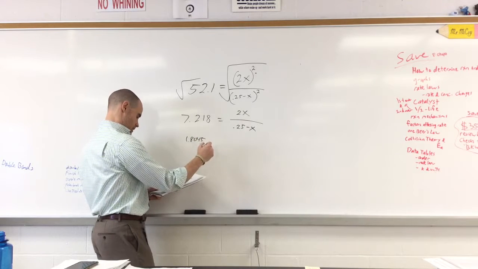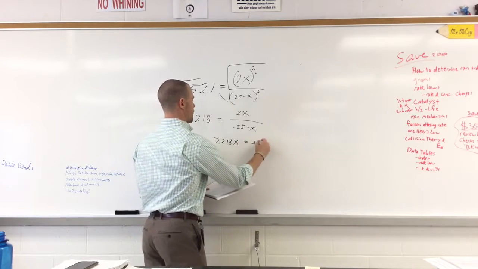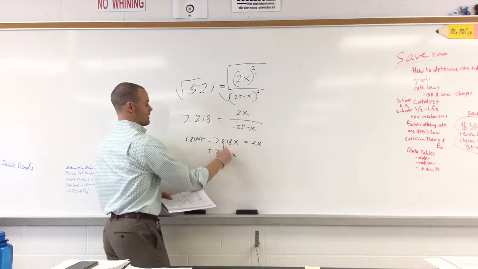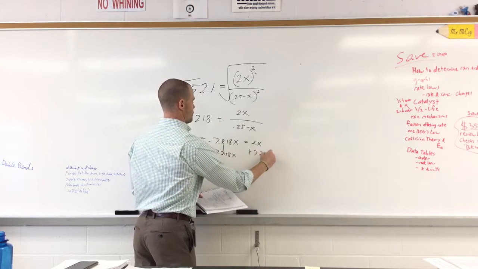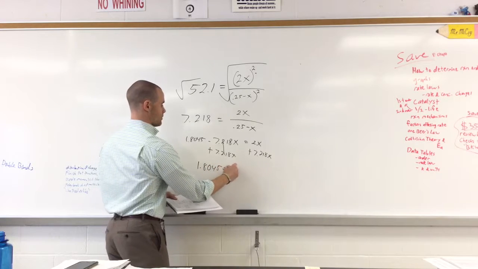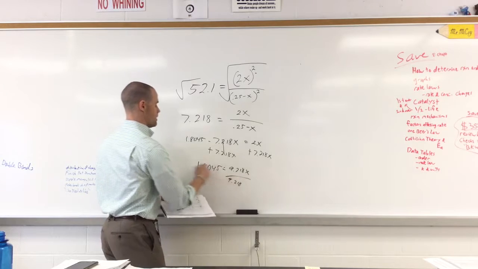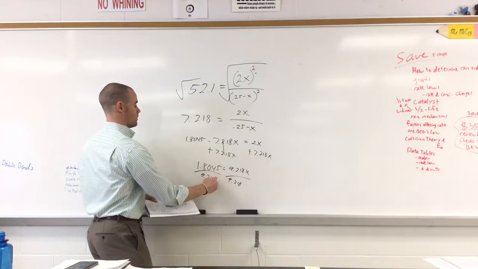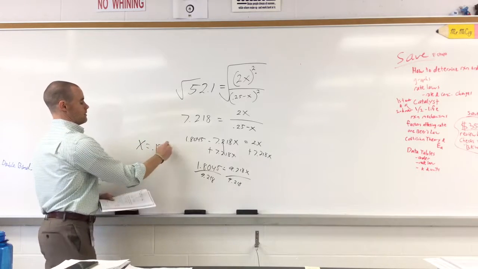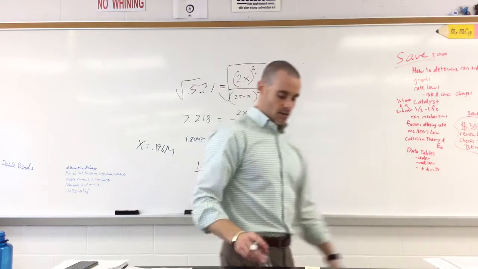1.8045 minus 7.218x equals 2x. So then you would add 7.218x to this side, 7.218x. So you would get 1.8045 equals 9.218x. Divide by 9.218. X equals 0.196 molarity. So that would be X.